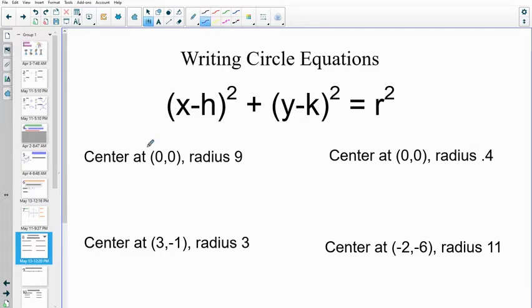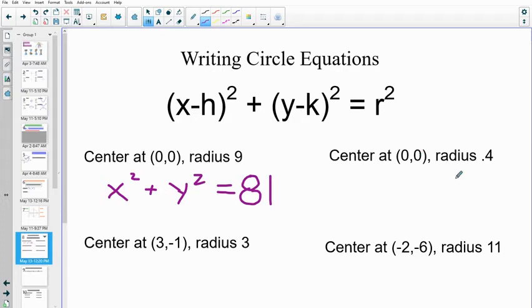But anyway, if the center's at 0, 0, that means h is 0 and k is also 0. This is x minus 0 squared. That's just x squared. I've got y minus 0 squared. That's just y squared. And then equals the radius squared. If the radius is 9, the radius squared is 81. And so there we go. I've got an equation for a circle centered at the origin with the radius of 9.